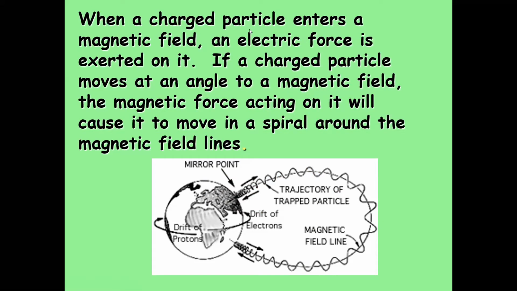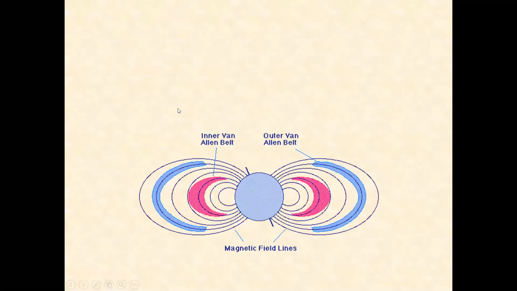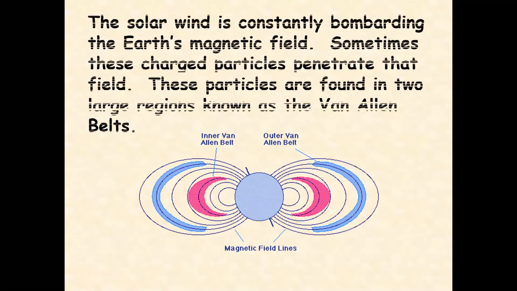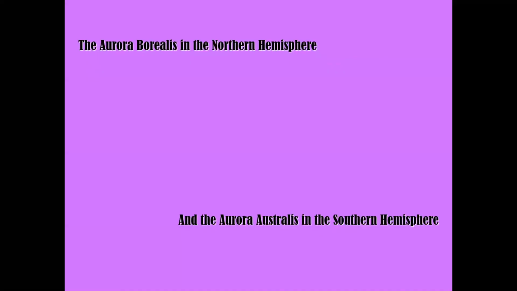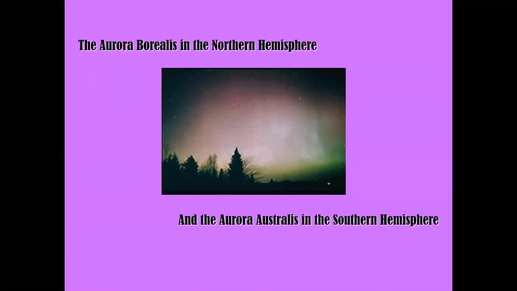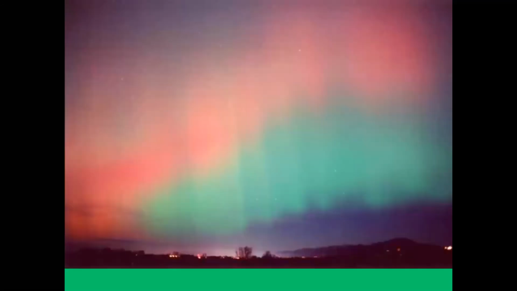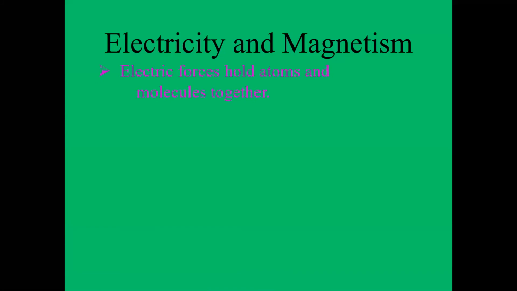When a charged particle enters a magnetic field, a force is exerted on it. If a charged particle moves at an angle to the magnetic field, the magnetic force acting on it will cause it to move in a spiral around the magnetic field lines. So what does it mean? We will discuss it in detail in some later lecture on magnetism. So that's it for the physics part today.